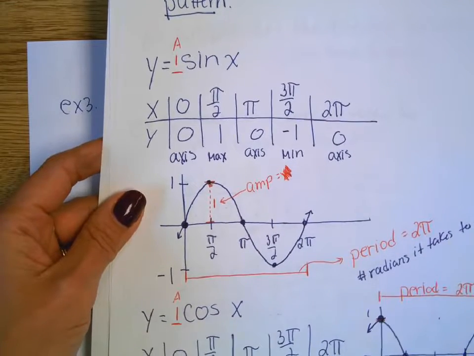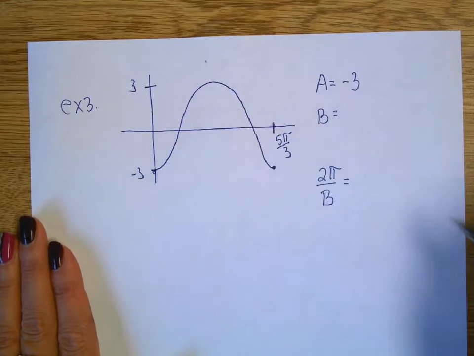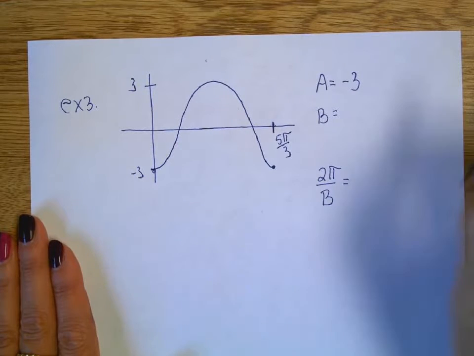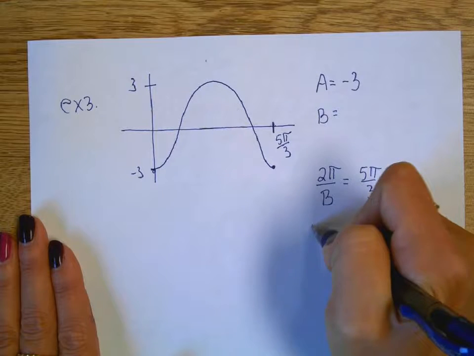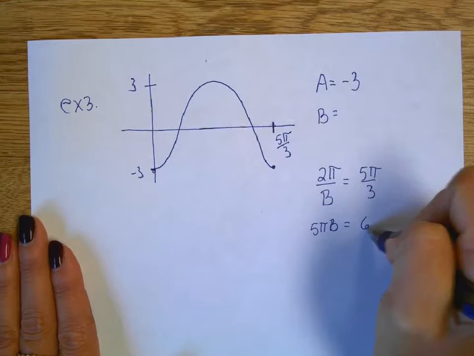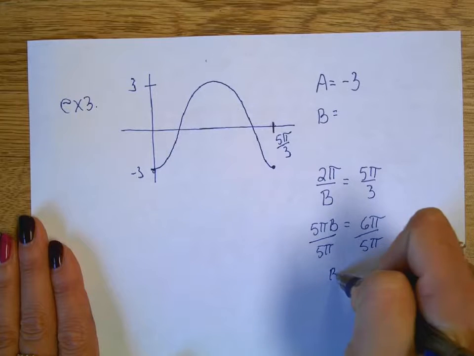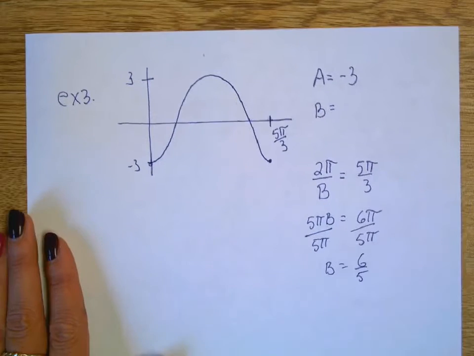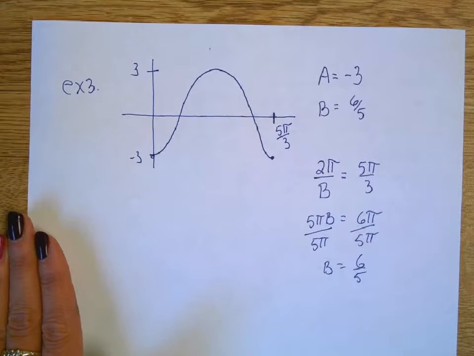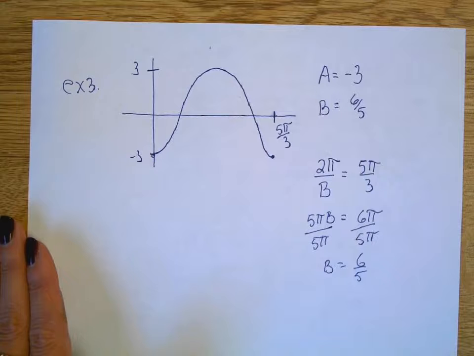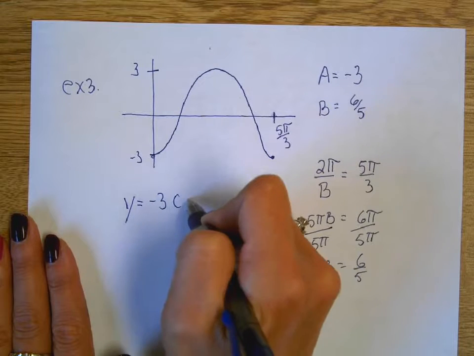So we're taking these two graphs and we're doing different things to them. Okay, so it's flipped over. Now we have to figure out what B is. 2 pi divided by B equals what value? 5 pi over 3. And then we do cross products. So B is 6/5. So our equation is y equals negative 3 cosine 6/5 x.